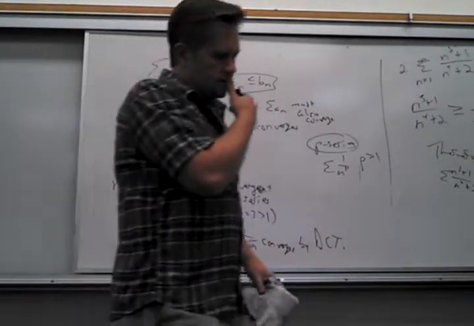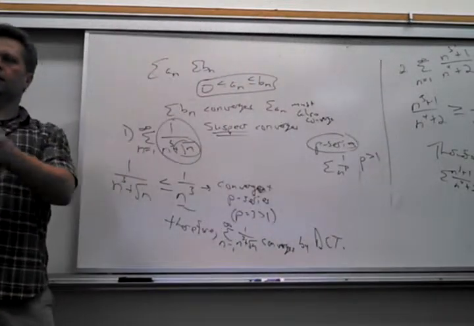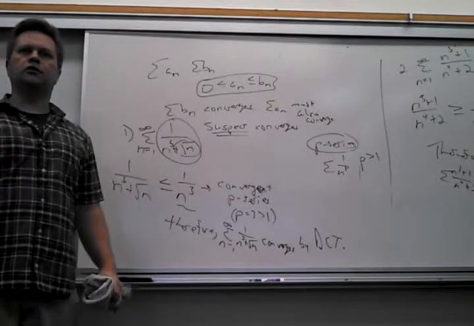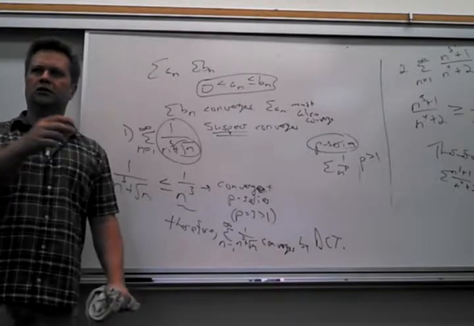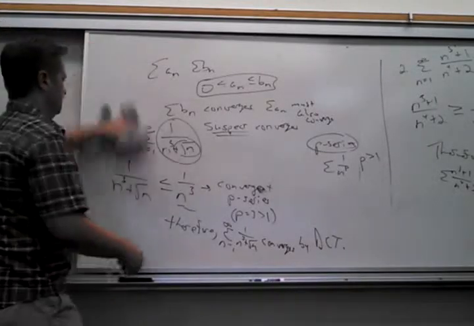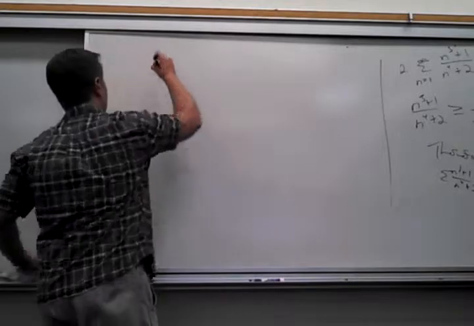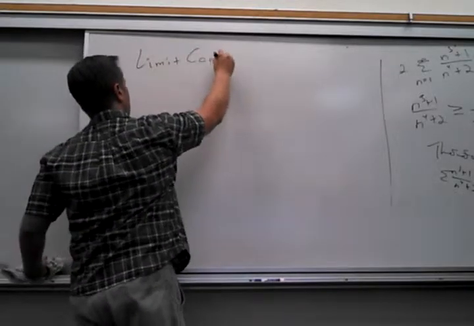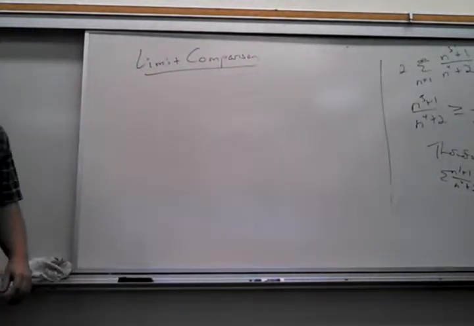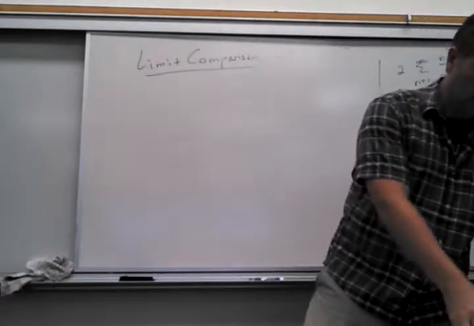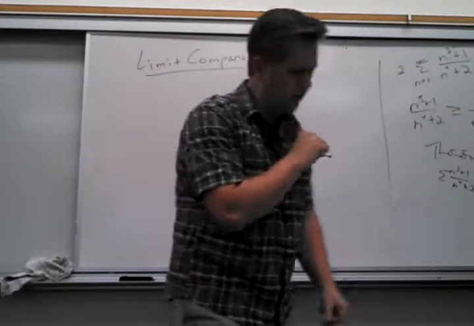All right. So, direct comparison is important, and I'm about to show you something that is related to direct comparison, but is often easier. But sometimes it's inconclusive, and then you have to go back and do direct comparison anyway. Limit comparison. Yeah, it's called limit comparison. I can't remember if they did a proof in here. Yeah, they sort of did a proof, but the proof is kind of funny to me.